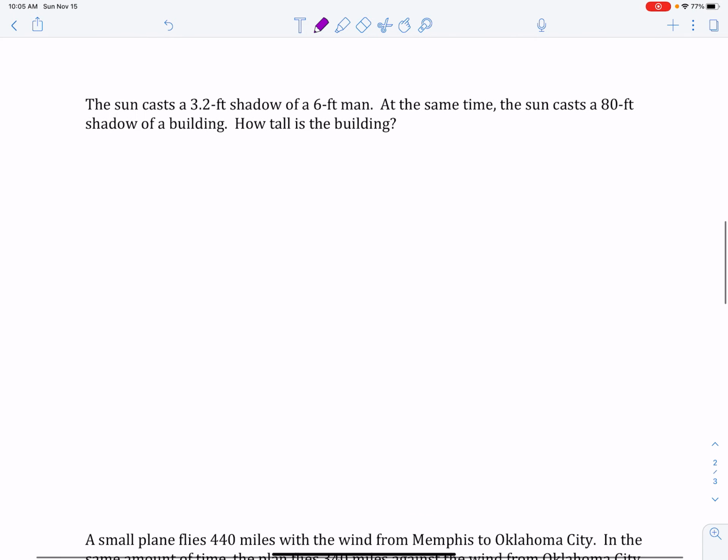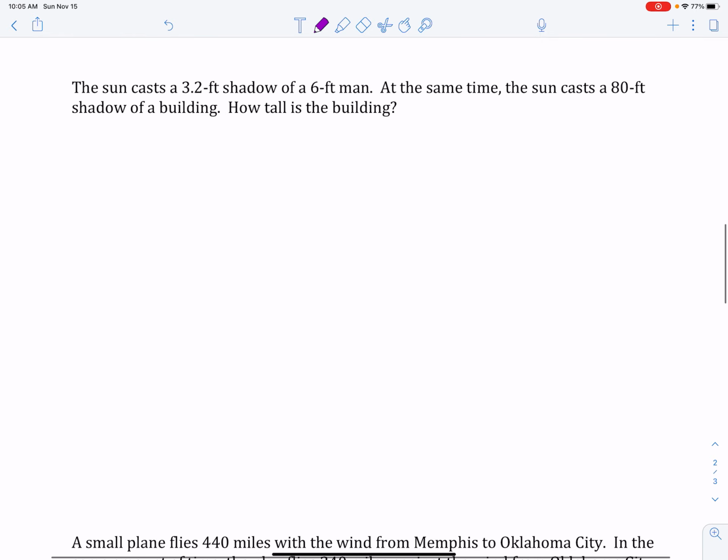It says the sun casts a 3.2-foot shadow of a 6-foot man. At the same time, the sun casts an 80-foot shadow of a building. How tall is the building? So, shadows create proportional shapes, assuming you're at the same time in approximately the same place.